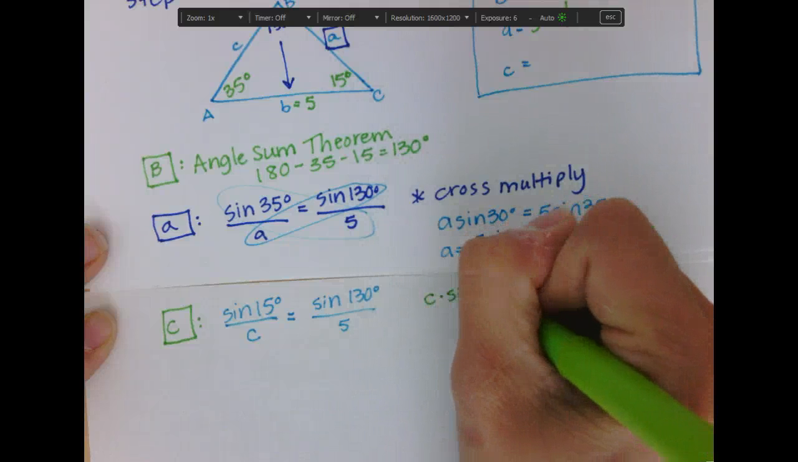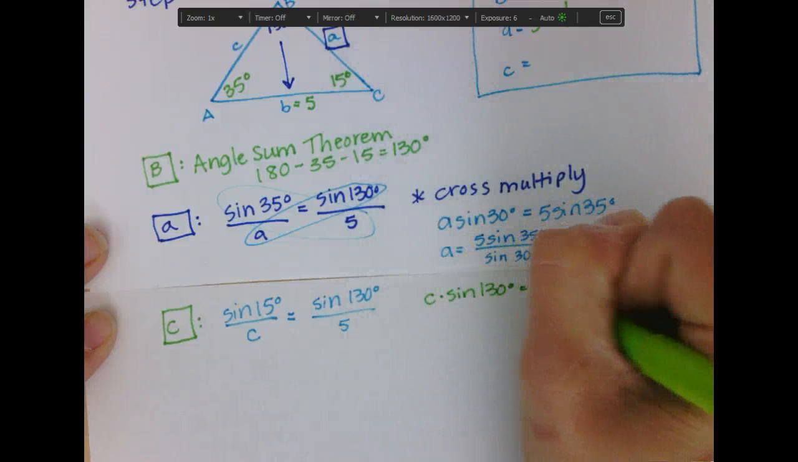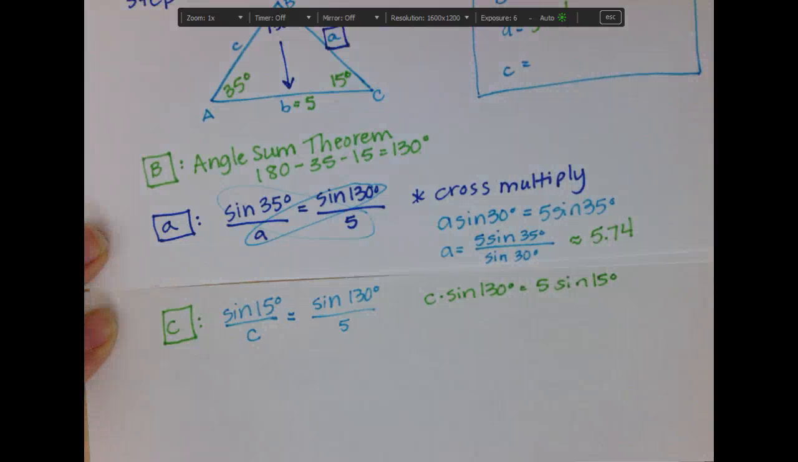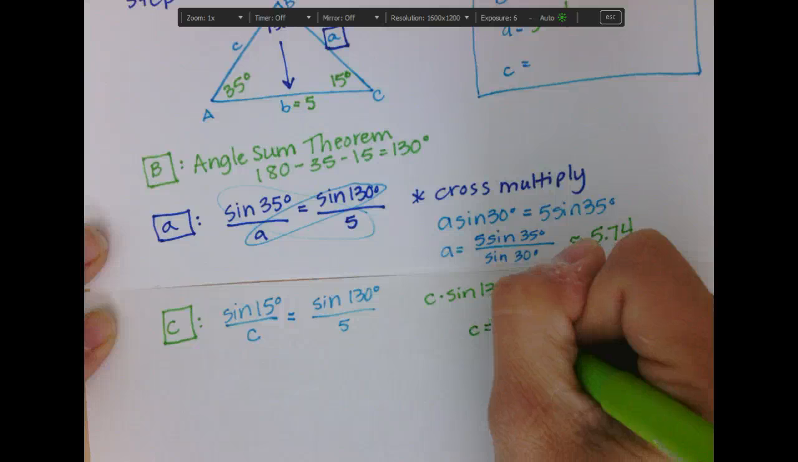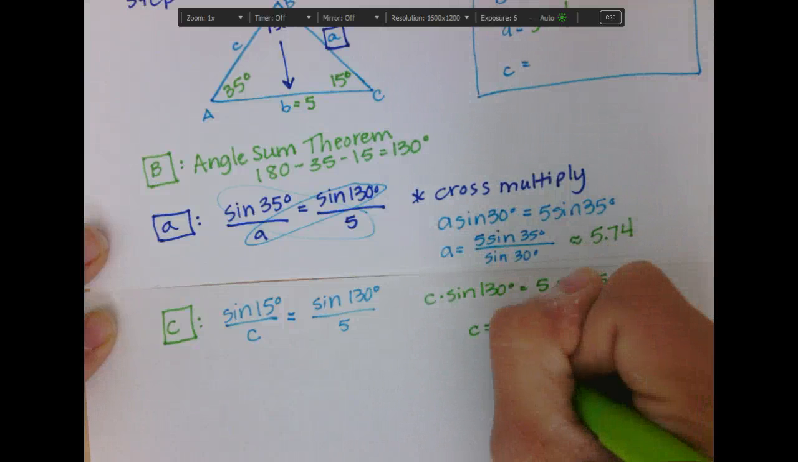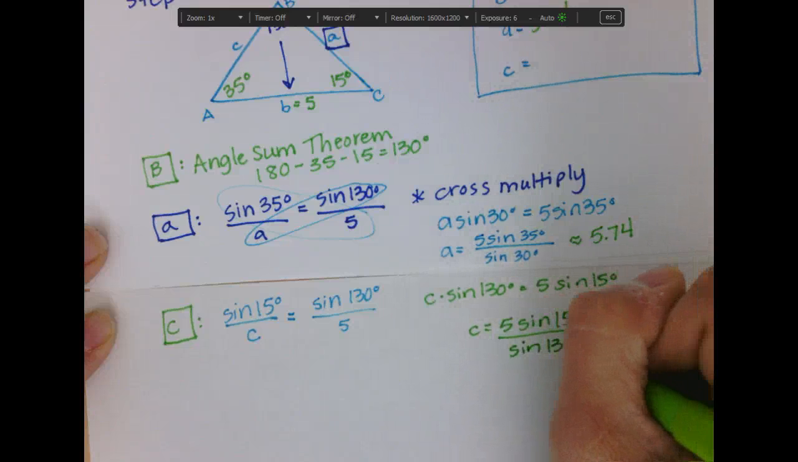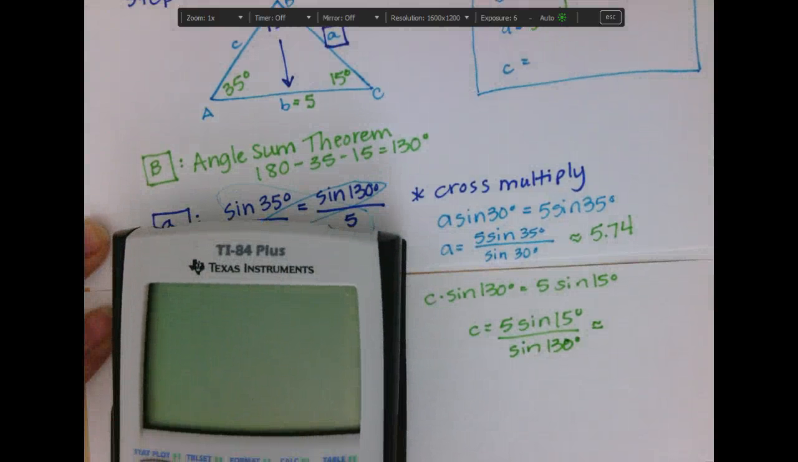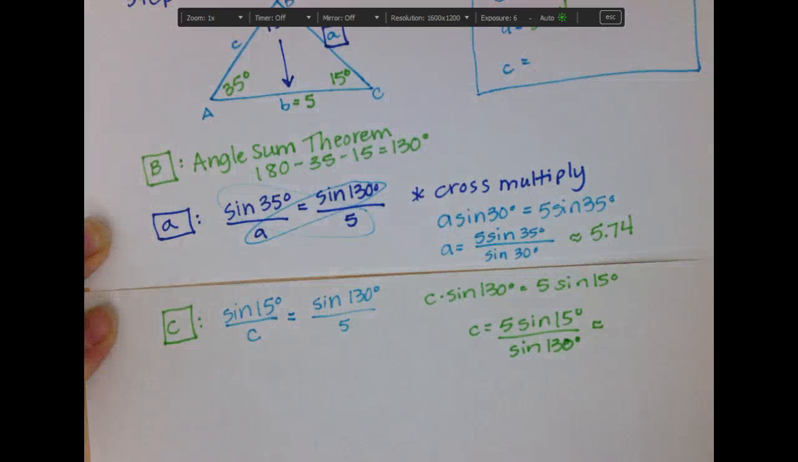C times the sine of 130 equals 5 times the sine of 15. And then divide to get C all by itself. 5 times the sine of 15 over the sine of 130. And I'll use my calculator to approximate that value. 5 sine 15 divided by sine of 130. And we get 1.69.